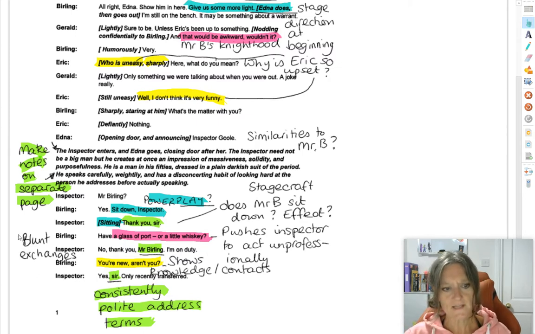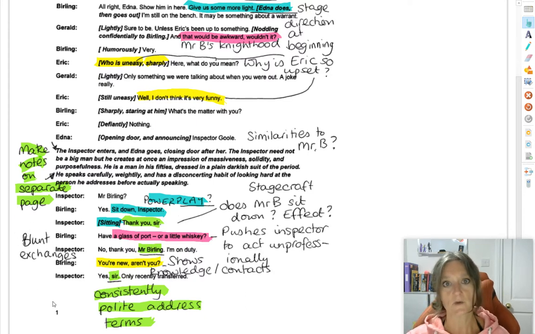I've annotated here, can you notice that they're quite blunt exchanges between these two? So it's quite short and snappy. Mr Birling, yes, sit down, Inspector. Thank you, sir. Have a glass of port. No, thank you. I'm on duty. You're new, aren't you? Yes, sir. And you recently transferred. So they're quite blunt exchanges.